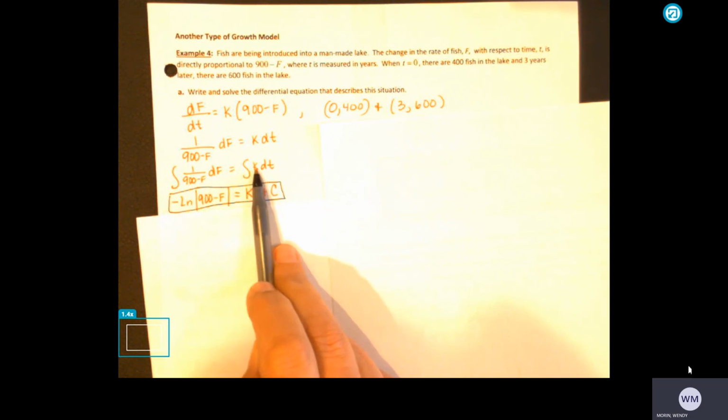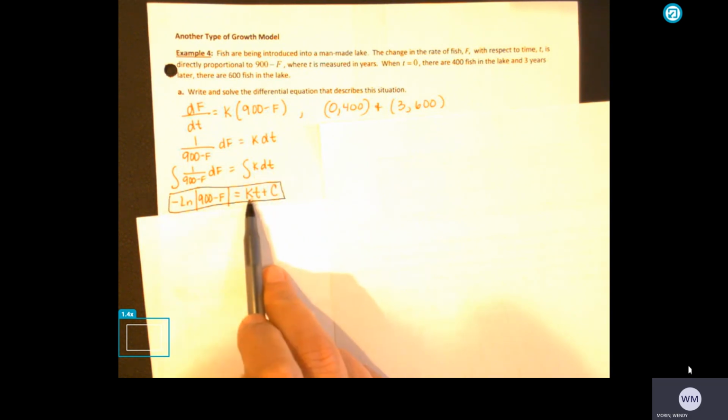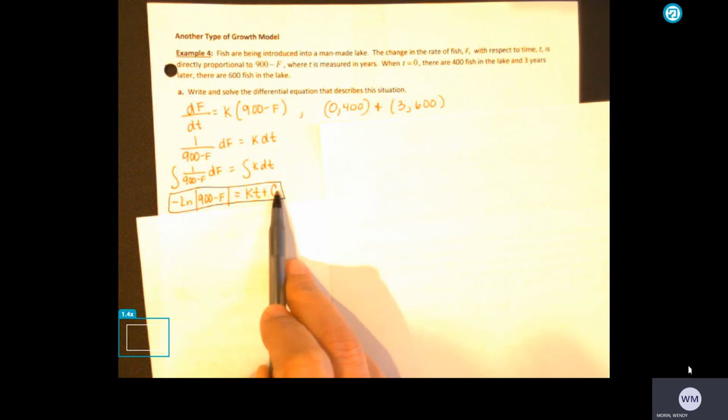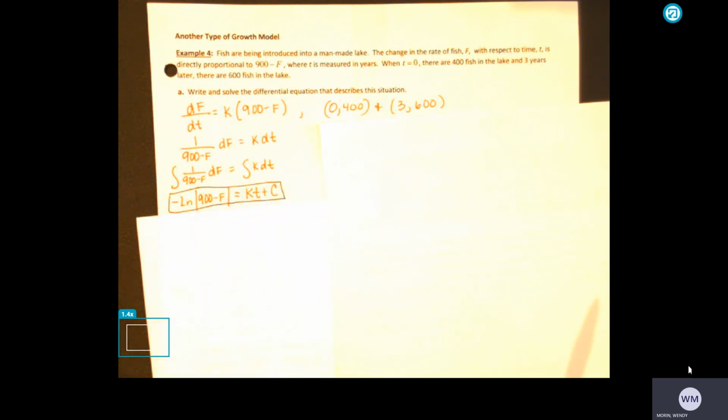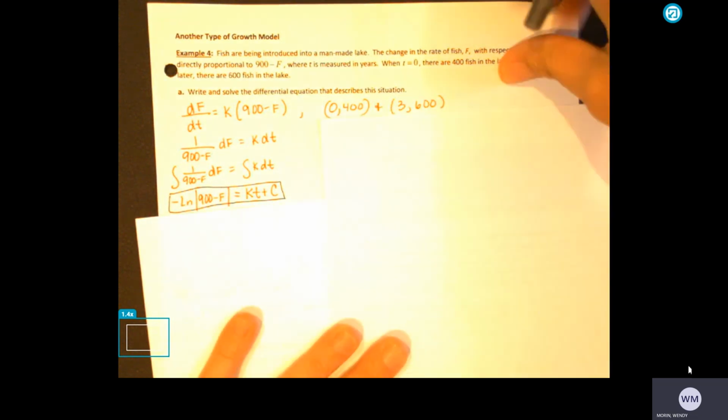And then obviously you integrate a constant with respect to time, you just get kt plus c. And again, on these you only need a plus c on one side because we're actually going to calculate that c value. So process starts again. If you want to try this on your own, go ahead and pause the video. Actually, it'd probably be a good idea for you to pause the video and try it on your own and come back.